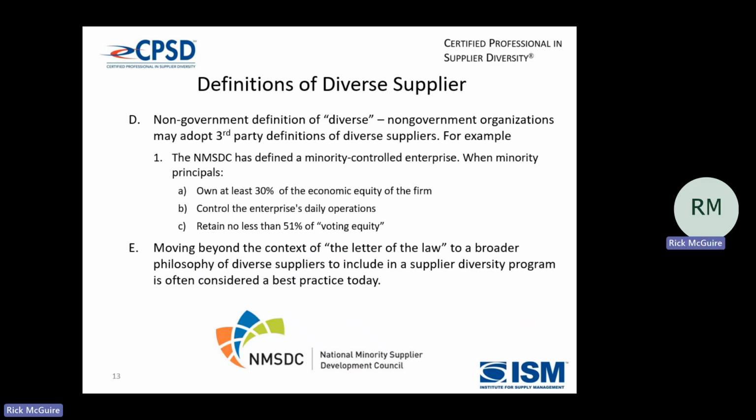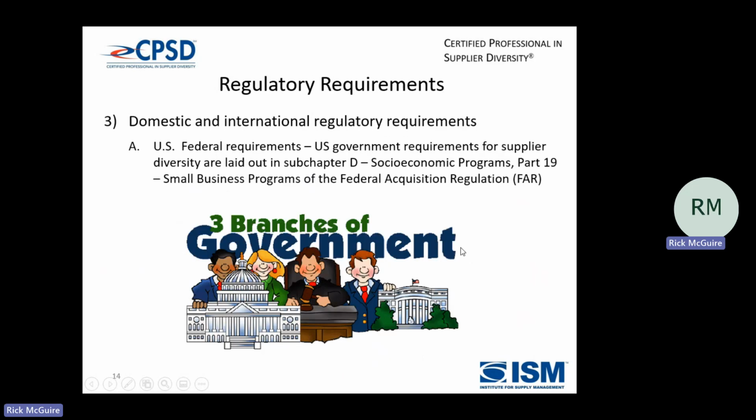So moving beyond the letter of the law to a broader philosophy of diverse suppliers to include in a supplier diversity program is often considered best practice today. You look at a number of these definitions and then you come up with the definition that works for your company. So, domestic and international regulatory requirements.